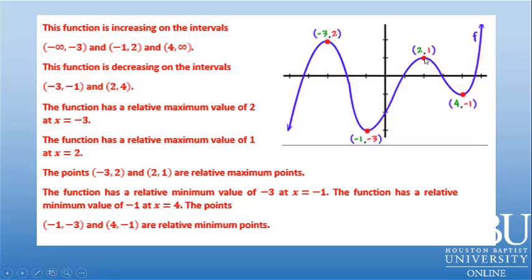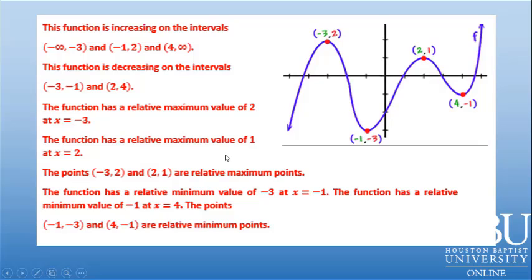There's another relative maximum point of the function here at the point (2, 1). 1 is the relative maximum value of this function that occurs at x equals 2. If you think about an open interval around this point, you'll see that 1 is the largest y value of any of the points in the neighborhood of this point, or an open interval around this point.